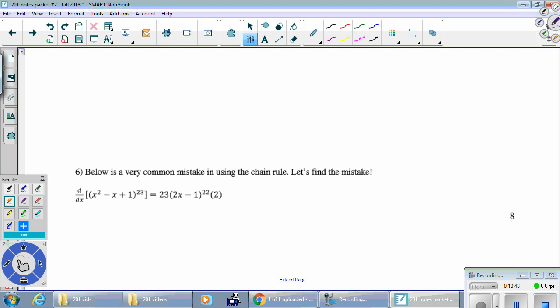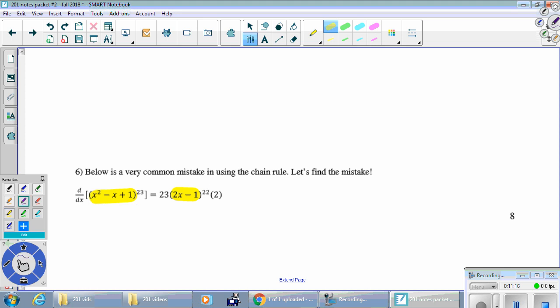Below is a very common mistake in using the chain rule. Let's find the mistake. So here it's asking for the derivative of x squared minus x plus 1 to the 23rd. Okay, so we know we're supposed to bring the 23 down. I see that correctly there, and that 23 becomes a 22. I see that. The derivative, here, take a look, I'll highlight in yellow here. There's my stuff. And the derivative of that stuff is right here, isn't it? That's correct. Derivative of x squared minus x plus 1 is 2x minus 1.